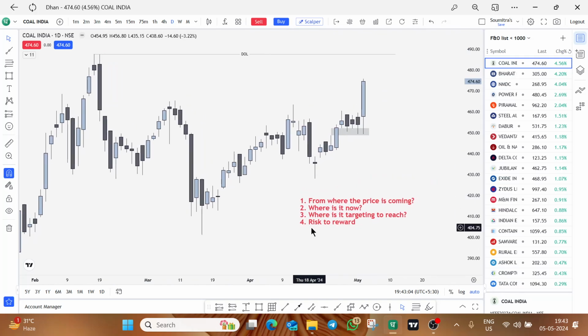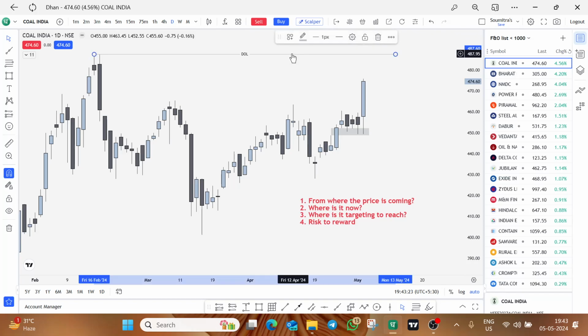And then what is the fourth point? Fourth point is there should be a favorable risk to reward. That means this is your current market price, point number 2, 474.60, and this is your draw on liquidity, 487.8. So there should be a very good gap between these 2 points. Otherwise, how will you trade?